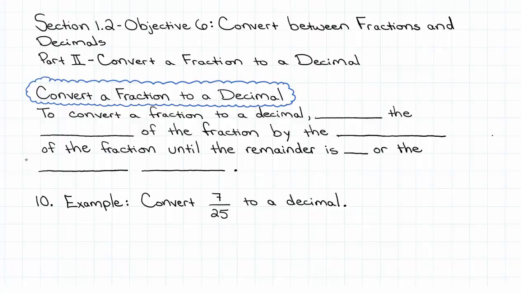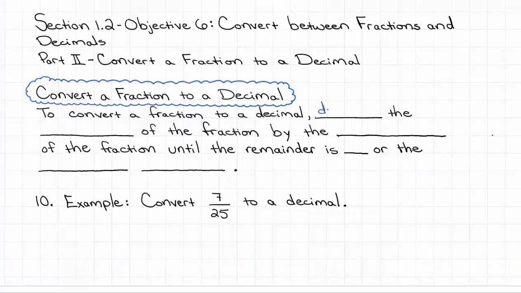To convert a fraction to a decimal, divide the numerator of the fraction by the denominator of the fraction until the remainder is 0 or the remainder repeats.